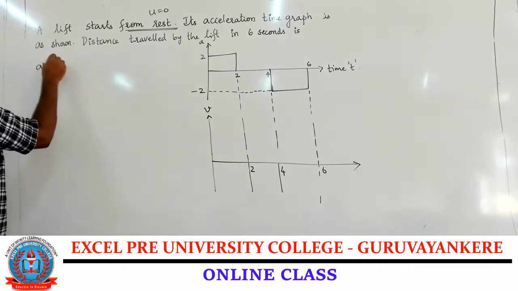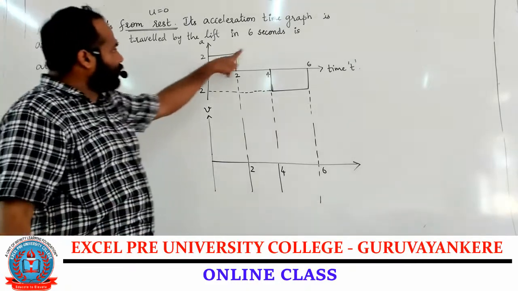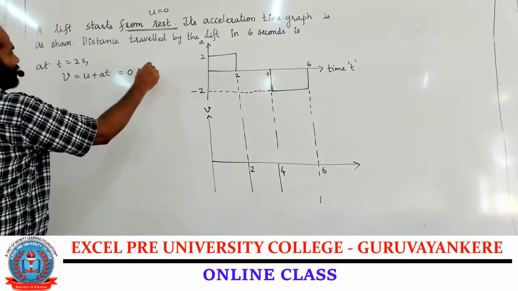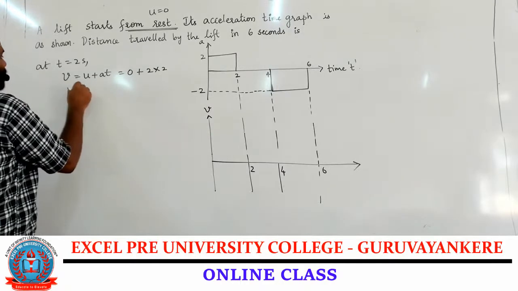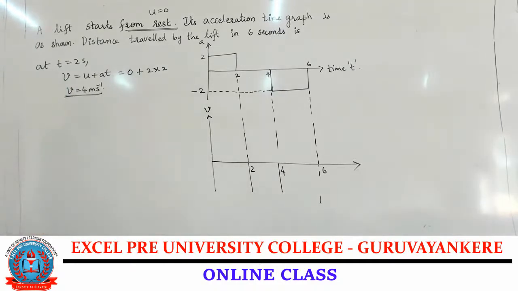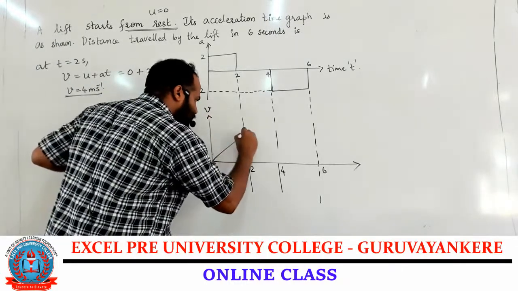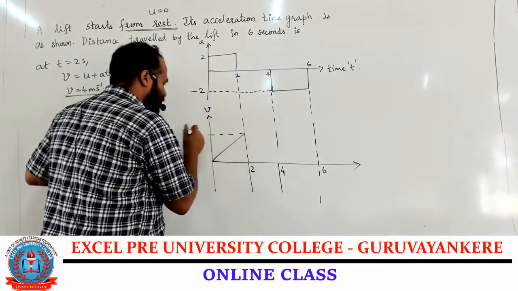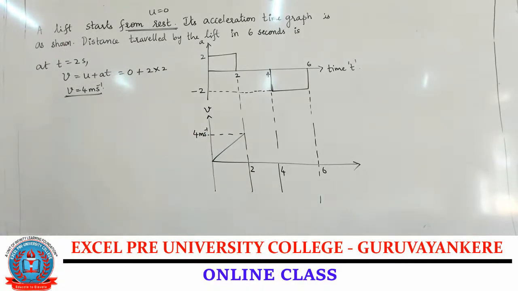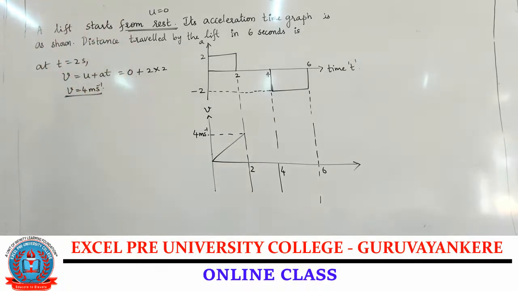So at t is equal to 2 seconds, v is equal to u plus at. Throughout these 2 seconds, acceleration is constant. So it should be 0 plus 2 into 2 seconds. V should be 4 meter per second. So it is not a sudden increase. It is a gradual increase to 4 meter per second. Clear? At the end of 2 seconds, because initial speed is 0 as it starts from rest.